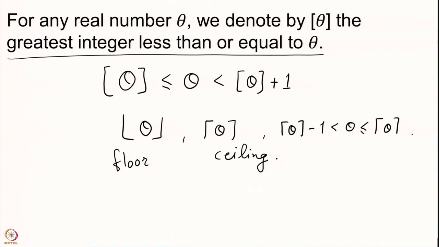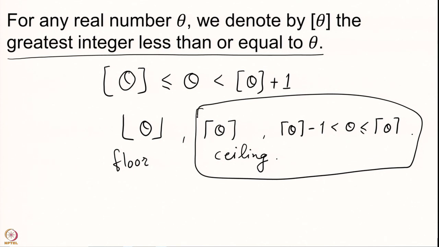So, these are two very important functions. We are not going to discuss the ceiling function at all in this course. The floor function is the only function that we are going to look at, and our notation therefore is the square bracket theta. Remember, it is an integer. So, you take all integers which are less than or equal to your theta and take the greatest one among them. That is how we construct it.